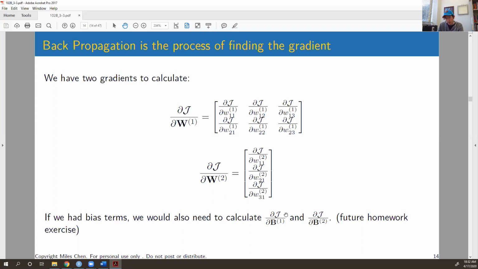If we have bias terms, okay, you're going to have to find the gradient with respect to the first and second bias matrices, all right? And I'm not going to do that here. That's going to be part of your next homework assignment. You're going to have to find the gradients yourself. It's a bit of work, but it's good.